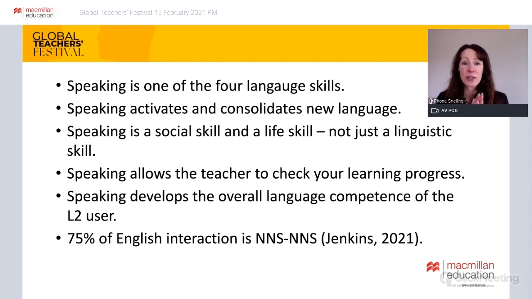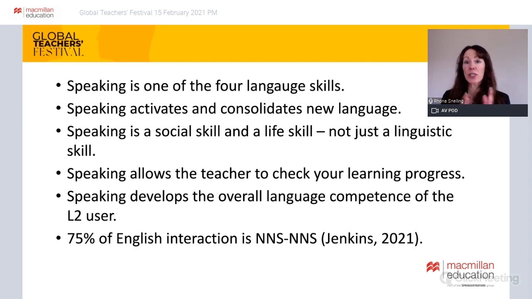Speaking activates and consolidates new language because it allows the learner to practice, to produce, to teach, to hear, to correct, to praise. It needs to happen. It's evidence of that learning. Speaking is a social skill and a life skill, not just a linguistic skill.